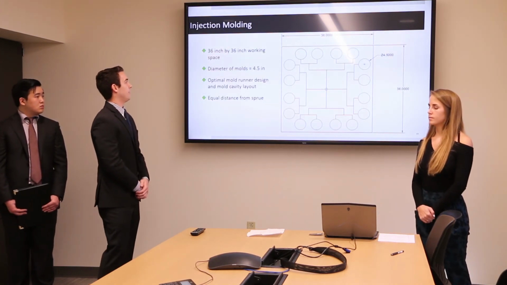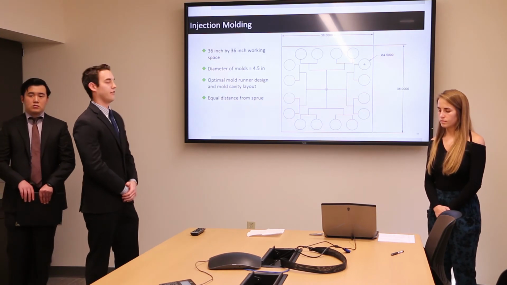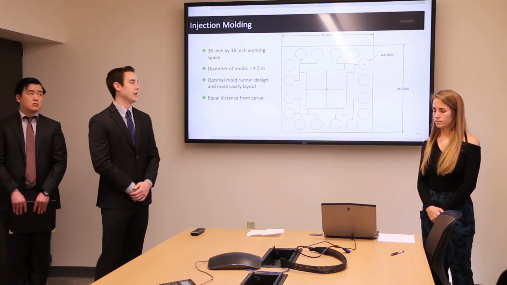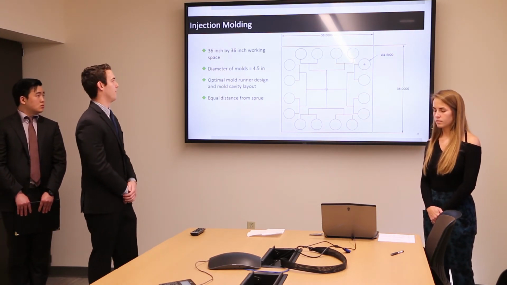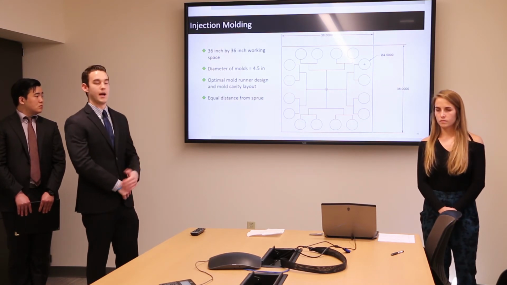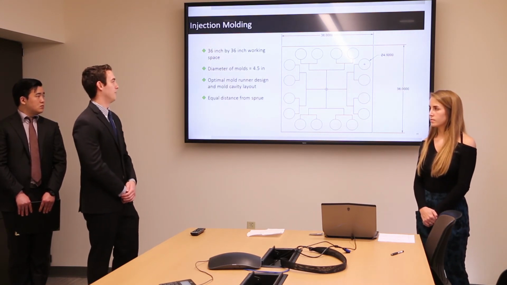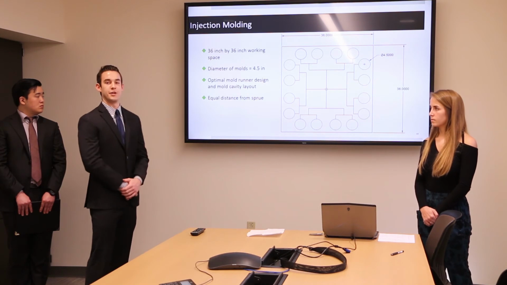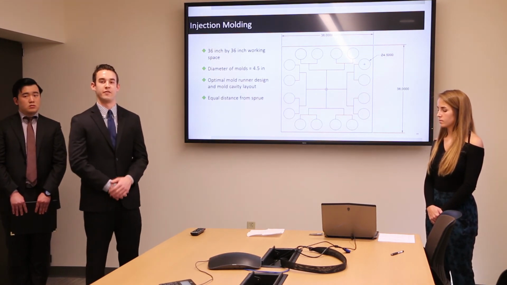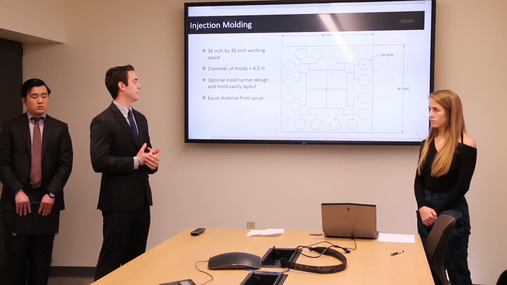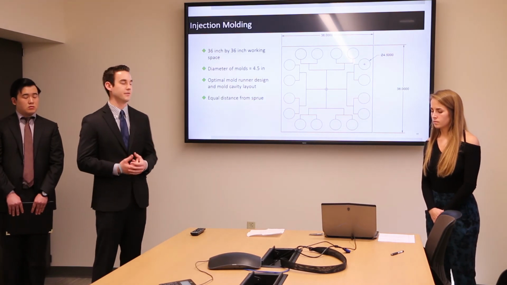So our injection molding layout is as follows. It has a 3 feet by 3 feet working space as defined by the project parameters. The diameter of the molds is 4.5 inches. We believe this is our optimal mold runner layout and mold cavity layout. All the molds are equidistant from the sprue, which is necessary for consistent flow volume and a consistent hydraulic pressure.